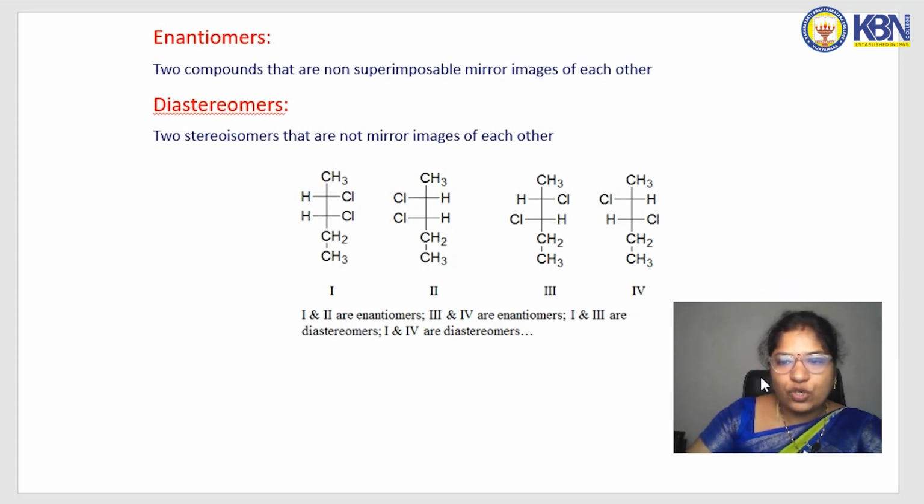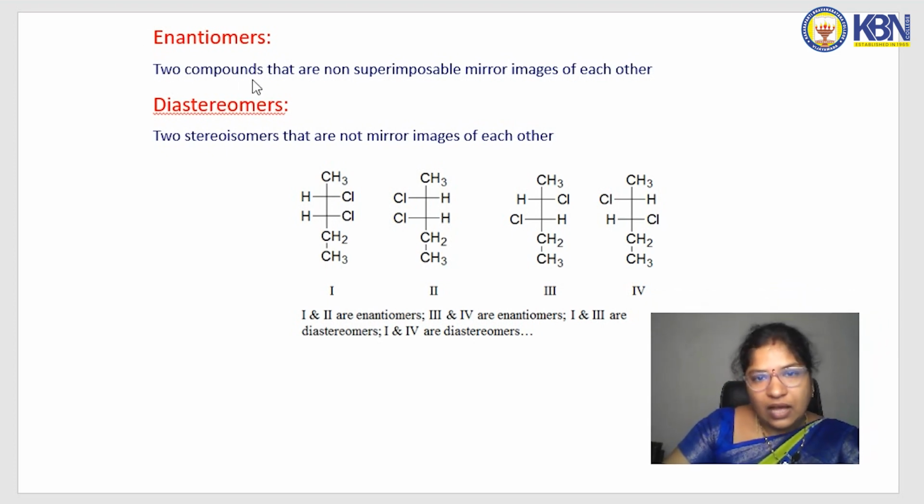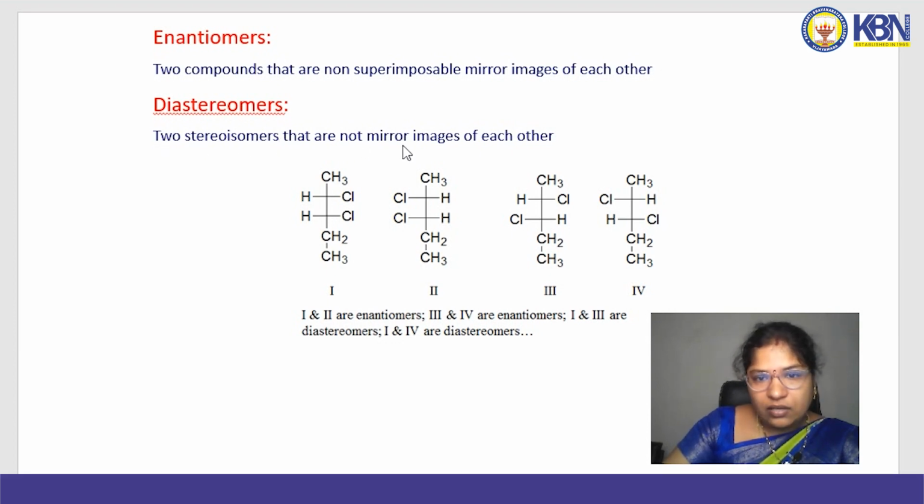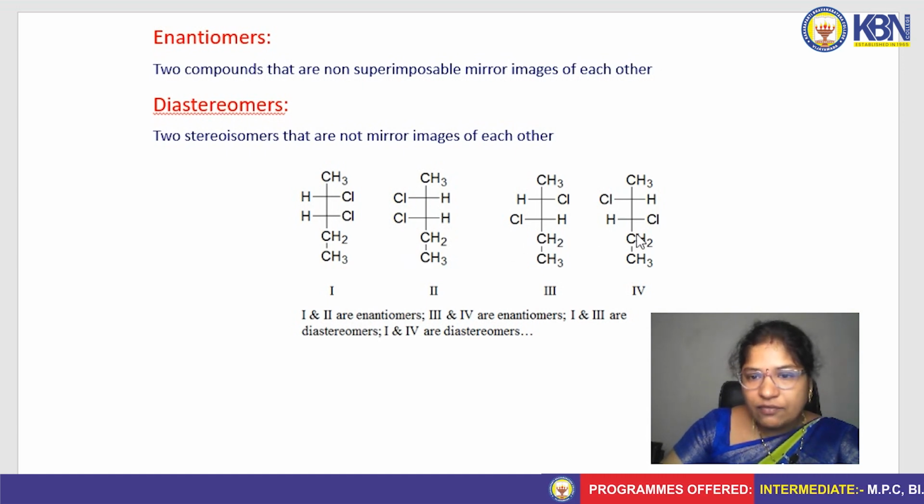And next, enantiomers. Enantiomers are the isomers that are non-superimposable mirror images of each other. Diastereomers are the isomers that are not mirror images of each other. Here in this example, this is the mirror image of this. So 1 and 2 are said to be enantiomers, and 3 and 4 are said to be diastereomers.